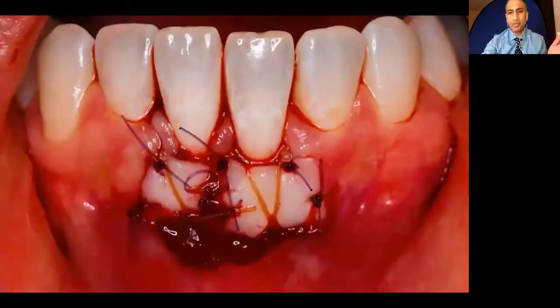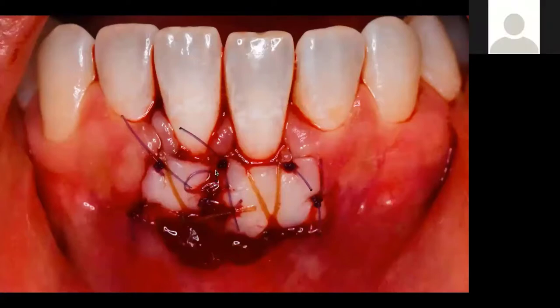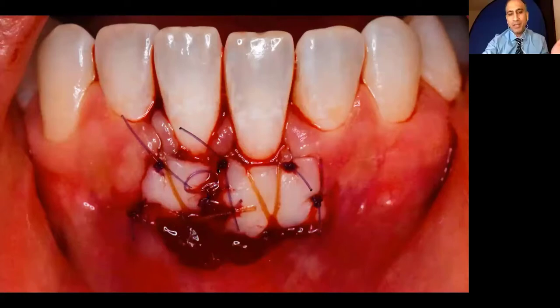We take our free gingival graft from the palate and secure it. Now, in this case, I had to use monofilament sutures because if you notice here, what happened is that during my graft harvest, I got a bit overconfident.